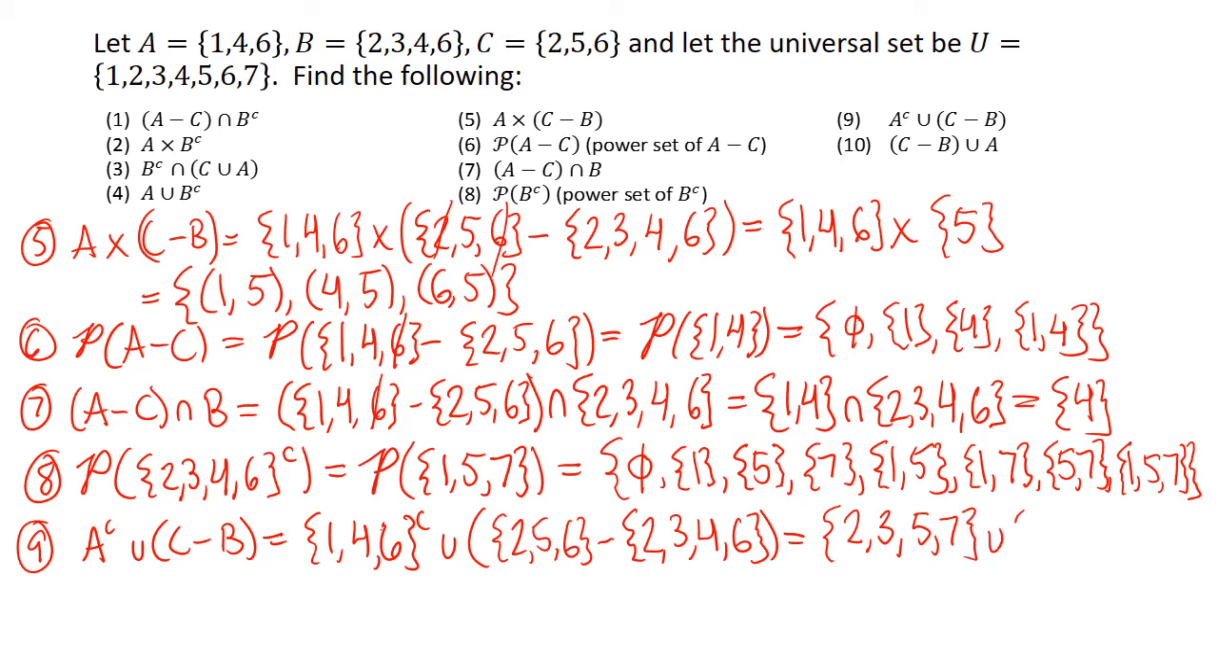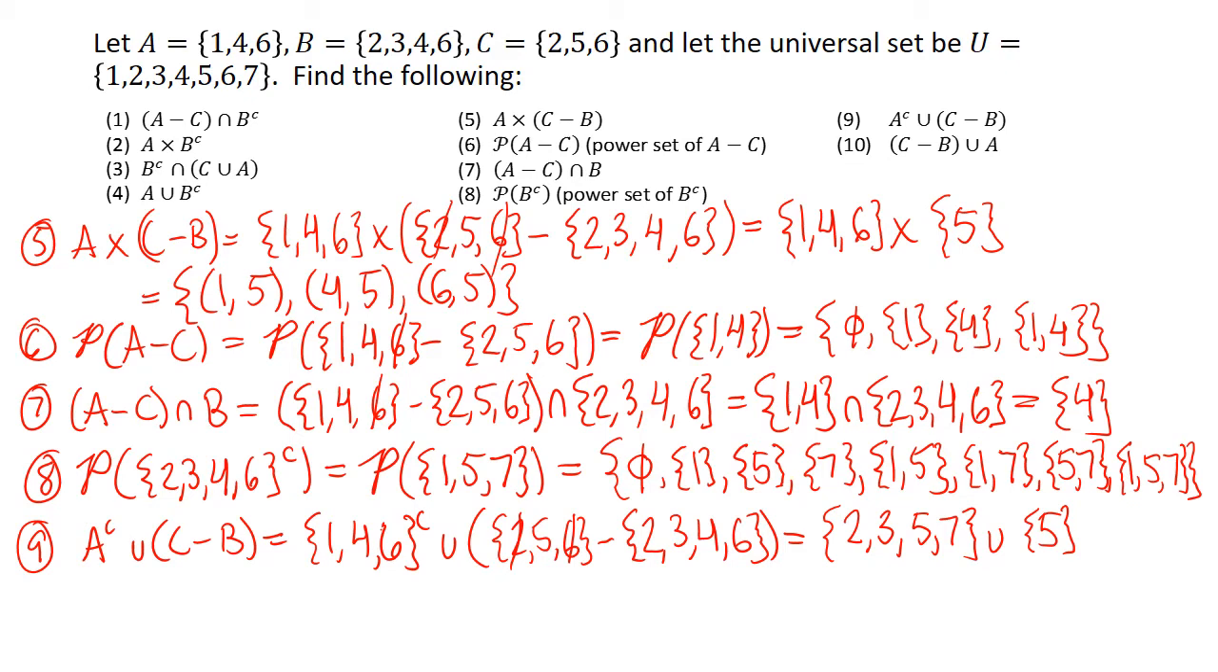And then I'll do the parentheses part. So I'm going to take everything in {2, 5, 6}, and I'm going to take away everything that was in {2, 3, 4, 6}. So I'm going to take away the 2, I'm going to take away the 6. So that's just going to leave me with 5. And I don't really need these parentheses here.